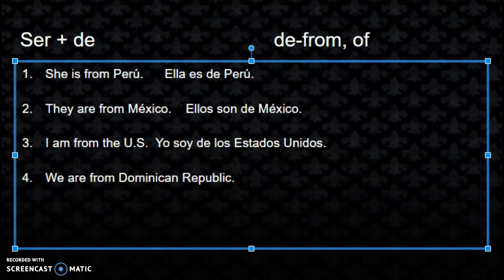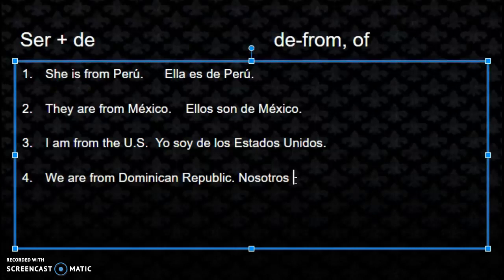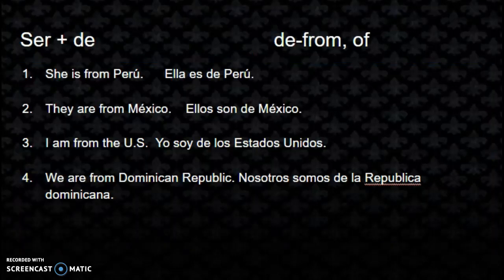Y finalmente número 4. We are from the Dominican Republic. We, nosotros. How do I say are? So earlier up here I said are is son. However, that will not be right because I have to look at the we box. We is nosotros. We box for are is somos. So I'm writing somos for are. From de la República Dominicana. Super.